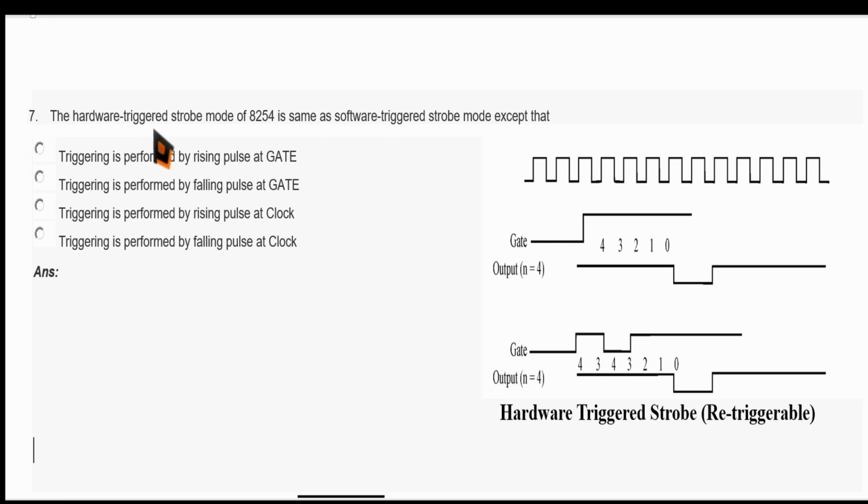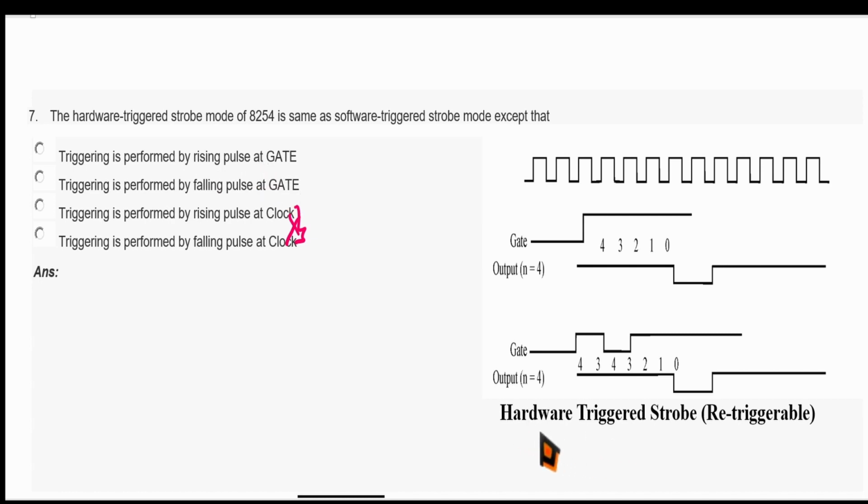The hardware triggered strobe mode of 8254 is same as the software triggered strobe mode, except that triggering is performed by rising pulse at gate, triggering is performed by falling pulse at gate, triggering is performed by rising pulse at clock, triggering is performed by falling pulse at clock. The triggering is done by gate pulses, so these two are not correct. So we have to analyze only this thing.